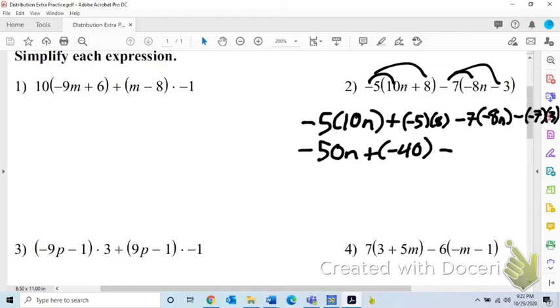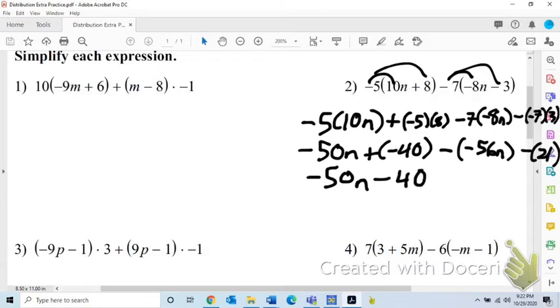Negative 7 times negative 8n is 56n. And then that minus again, and negative 7 times 3 is negative 21. So that is negative 50n minus 40 plus 56n minus, or plus 21.